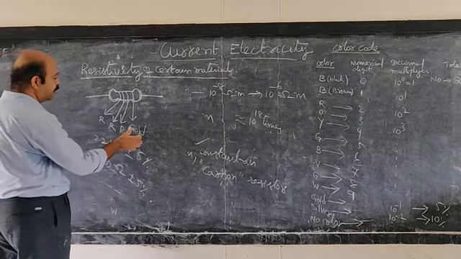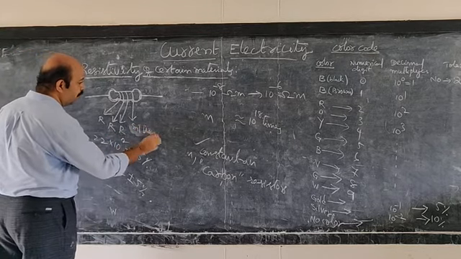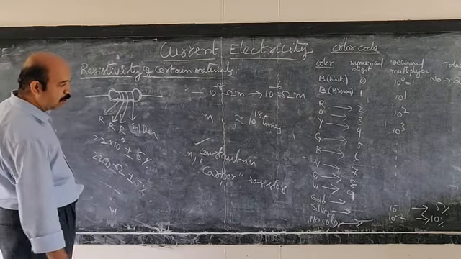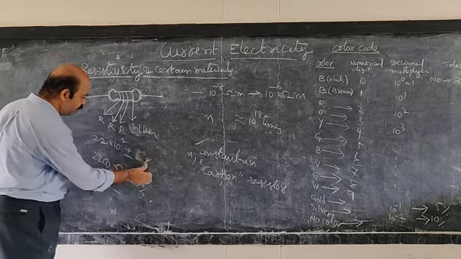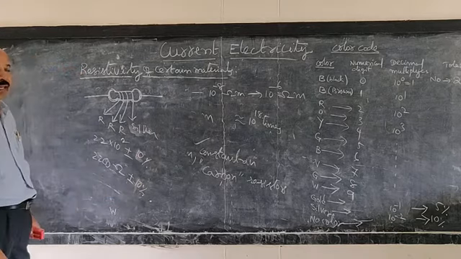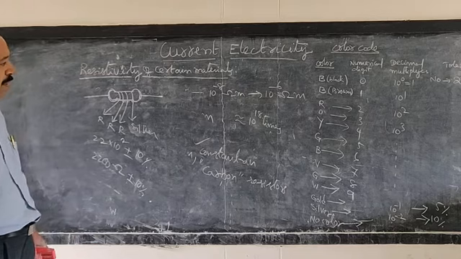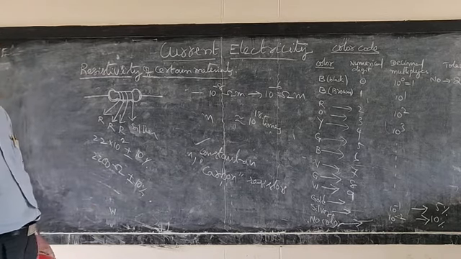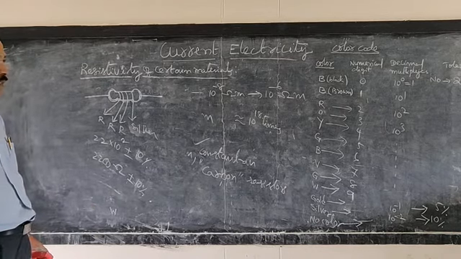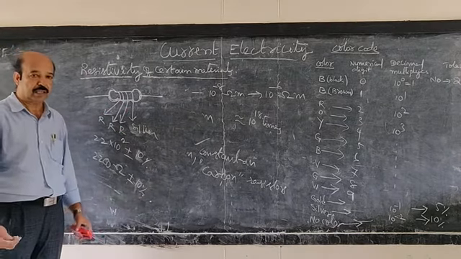Suppose the ring is silver. Silver has a tolerance of 10%. Then you have to put 10 like this. So with the help of this color code, you can identify the resistance value of the given resistors. Such resistors are widely used in electronic circuits.